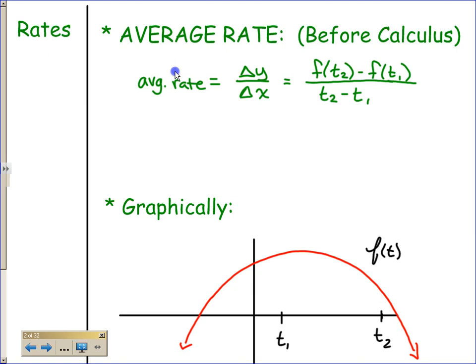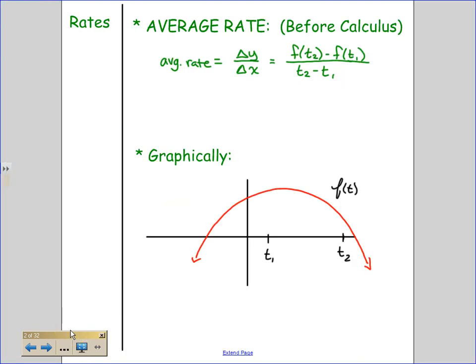Now, with average rate, a way of describing it could be, I'll put it this way. Rate of f of x, but if we're doing physics applications, it'll be f of t. Here's verbiage or words that you're going to see very often.